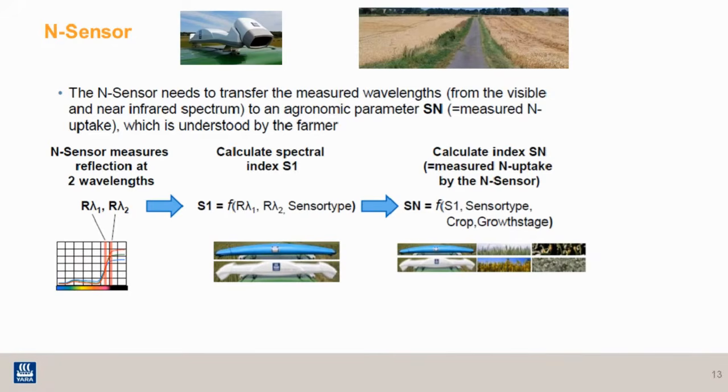Of course, there is also the N-sensor, which has again been around for quite a long time. How does the N-sensor work? Basically, it's measuring the reflectance value of 2 different wavelengths, infrared and visible, and it then uses different algorithms depending on the crop to turn that information into a nitrogen recommendation.